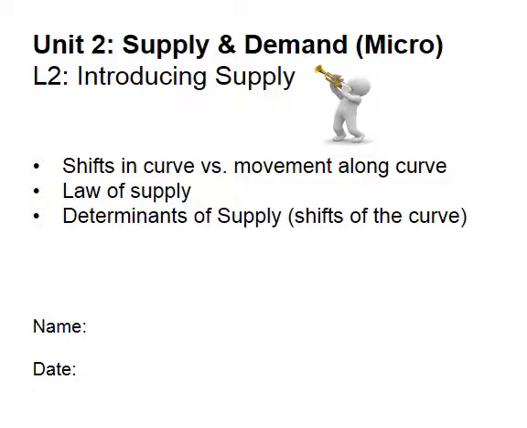This is our second lesson in microeconomics on supply and demand. We'll do some review questions on demand and then introduce supply. We'll look again at shifts in the curve versus movement along the curve. We'll look at the law of supply, and we'll look at determinants of supply. In other words, events that shift the supply curve.